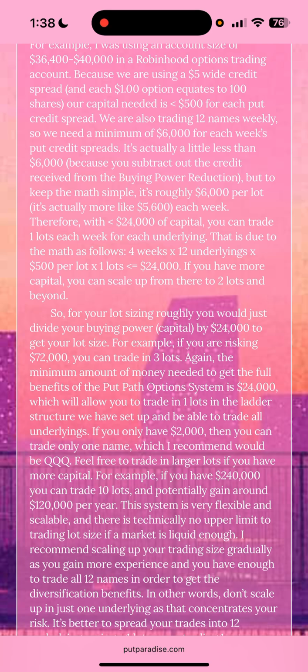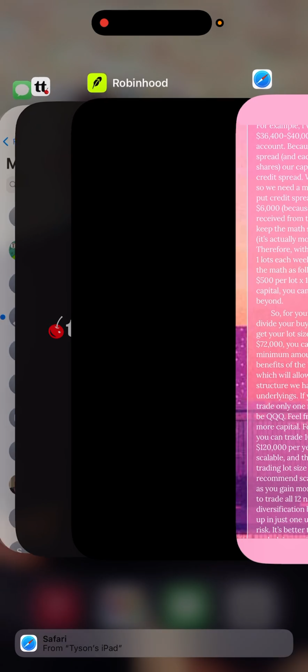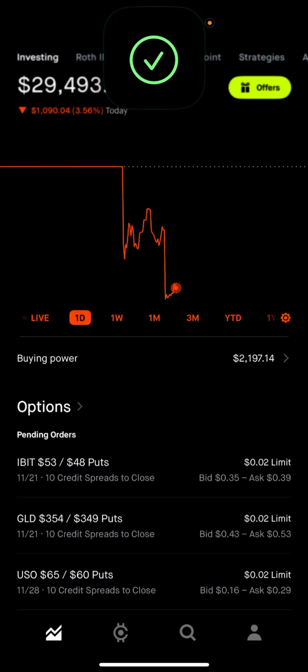So let's take an example. When I was using the account size of between 36 and 40,000, trading in that Robinhood options account, if you are using a $5 wide credit spread, which is what we do, a $1 option across 500 shares means 500 wide on your put credit spread. So let's take an example and show you what that means.